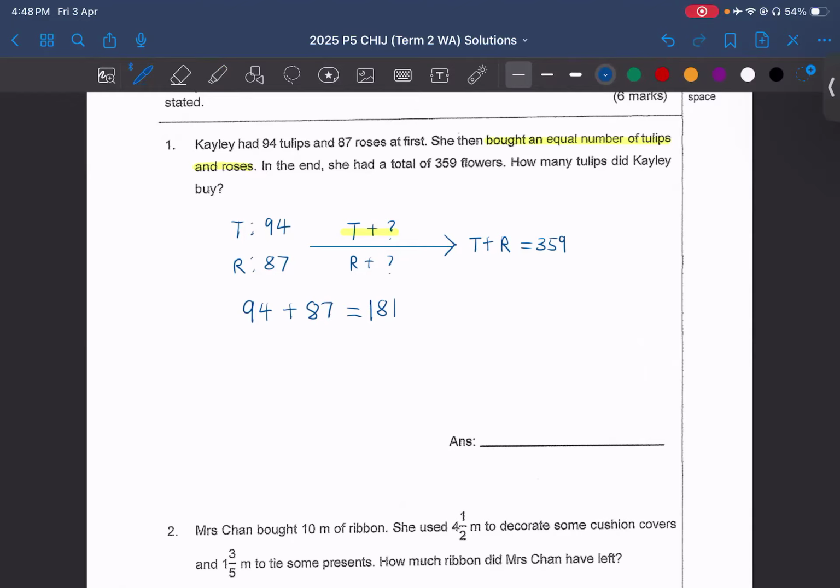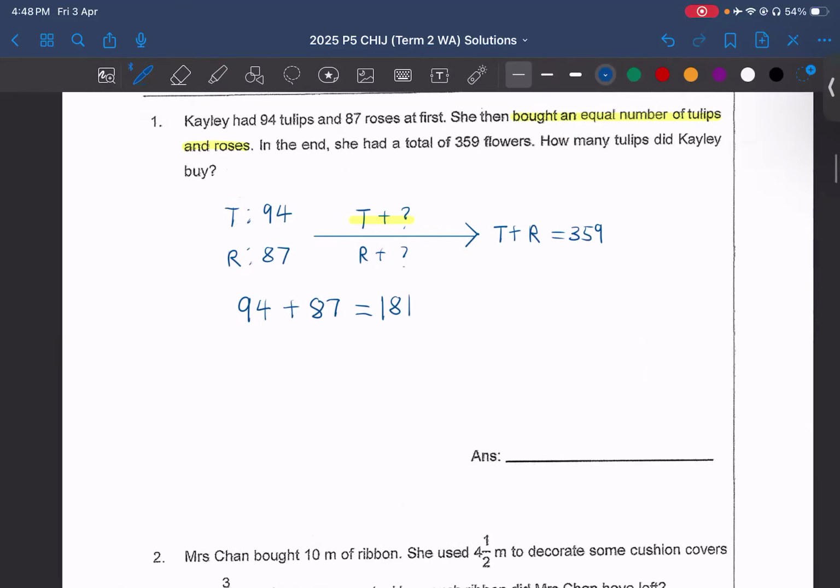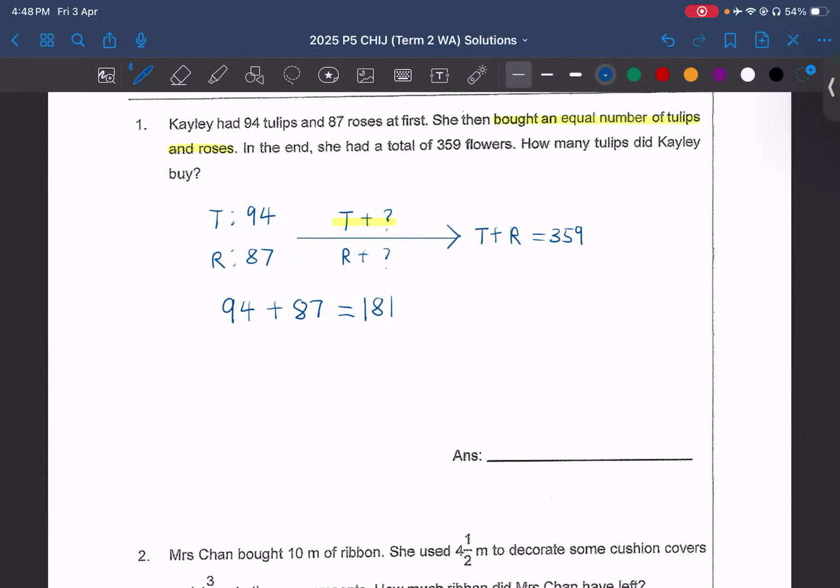So to find the change, how many tulips and roses did she buy? We'll be taking what we have in total at the end, which is 359, minus our total at first, which is 181. So 359 minus 181 will give you 178. So we know our change is 178.